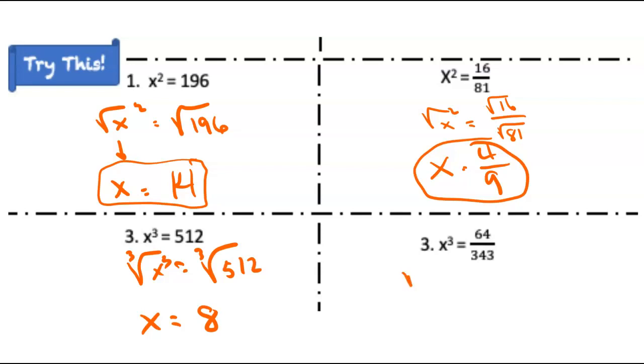We have the cube root of x cubed, the cube root of 64 over the cube root of 343. The cube root of x cubed is just x. The cube root of 64 is 4. 4 times 4 is 16. 16 times 4 gives you 64. And then the cube root of 343 is 7. 7 times 7 is 49. And then 49 times 7 is 343. So my answer is 4/7.